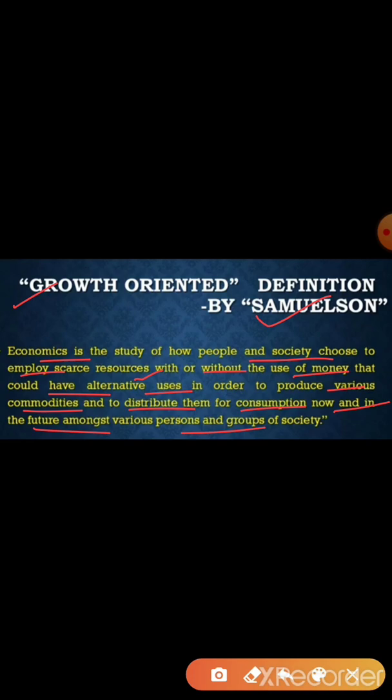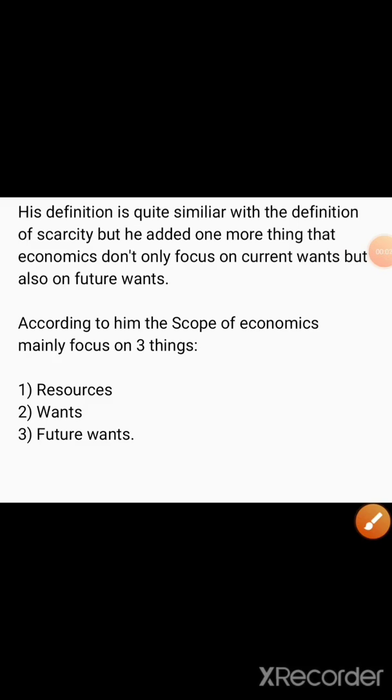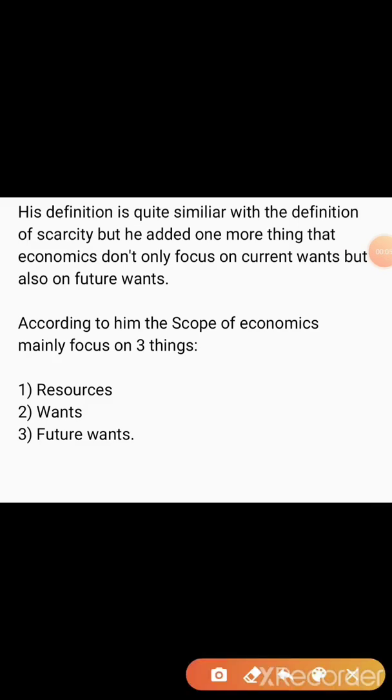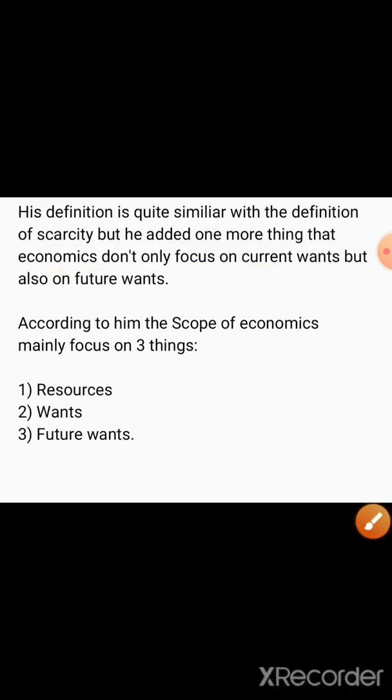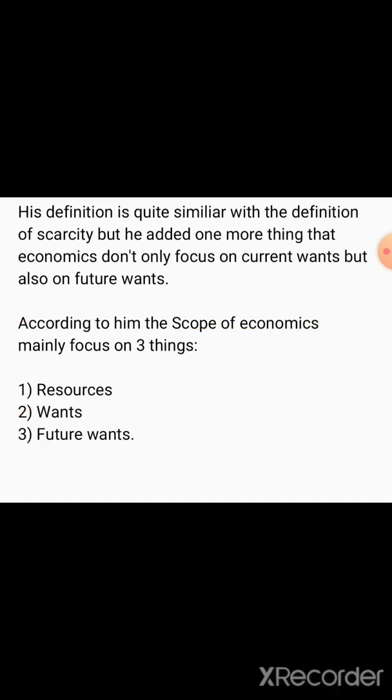This definition we will learn in detail in the next slides. Before discussing it in detail, understand that the definition given by Paul Samuelson is quite similar to the definition of scarcity given by Robbins. But he added one more thing: economics doesn't only focus on the current wants but also on the future ones. According to Paul Samuelson, the scope of economics focuses on three things: resources, wants, and future wants. Now we will learn the definition in detail.